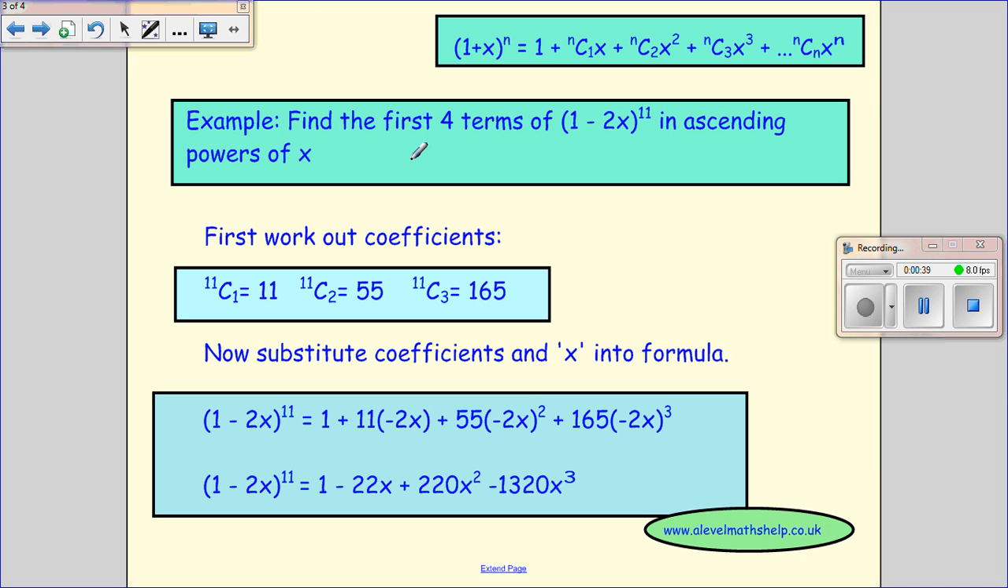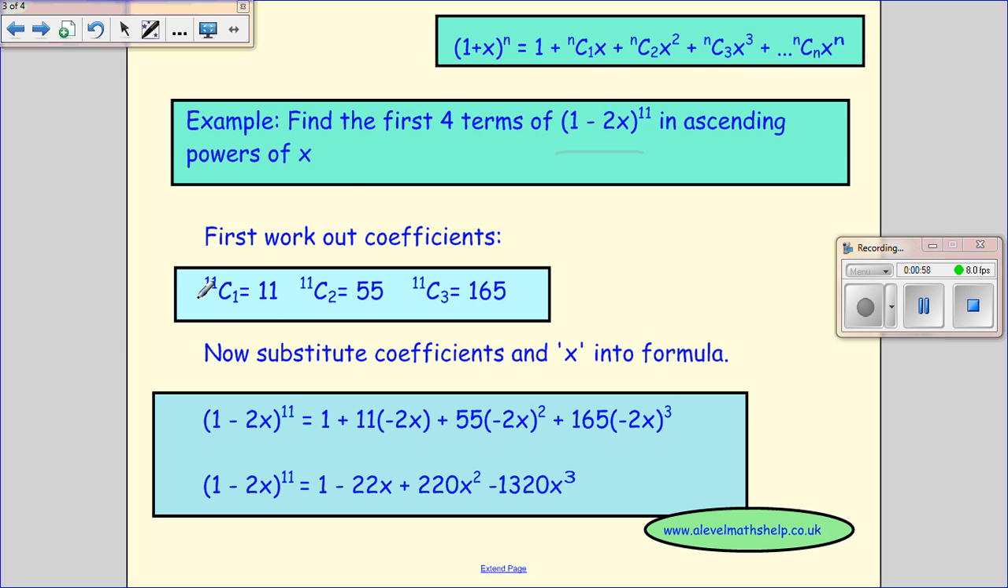Okay, so the example we're going to do is going to be in two parts. The first part is we want to find the first four terms. So that's 1, 2, 3, 4. That just reminds me what I have to find of this thing here. So I need to find the coefficient. So remember how to do it using our calculator.